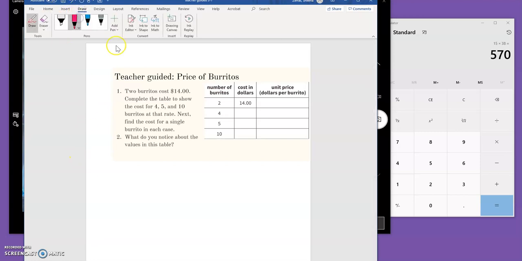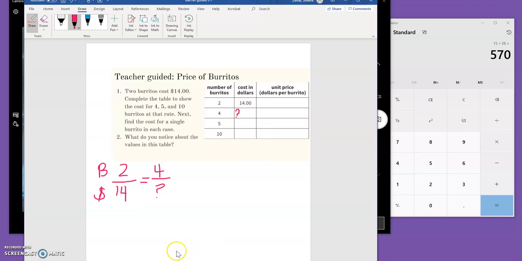So when I'm completing an equivalent ratio, I like to pull out the numbers and write them as a fraction. Based on the information we know, we have 2 burritos cost $14. And we're going to make that equivalent to 4 burritos, and we're trying to figure out the amount of dollars. So this part of the table.